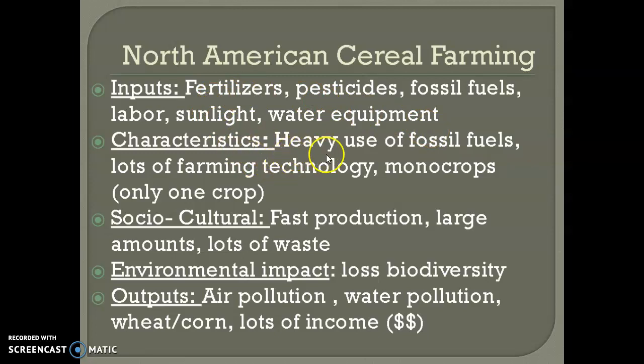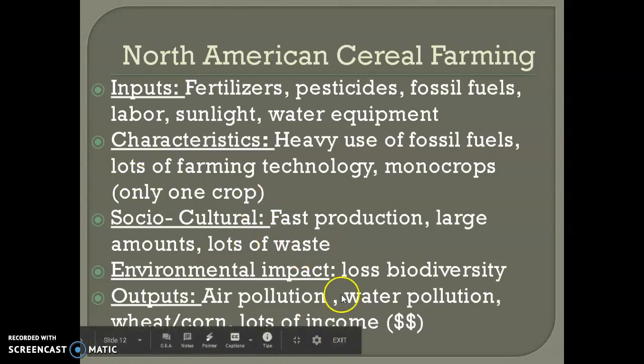The characteristics of our farming system is to have heavy use of fossil fuels, lots of farming technology, and monocrops, so each place only does one crop. Like around here, corn grows really well, so we have lots of people growing corn around here. A lot of these big huge corn farms are contributing and taking their corn to where it needs to go for our cereal farming. Then other places are more conducive to wheat, so they're doing wheat there, and so on and so forth.